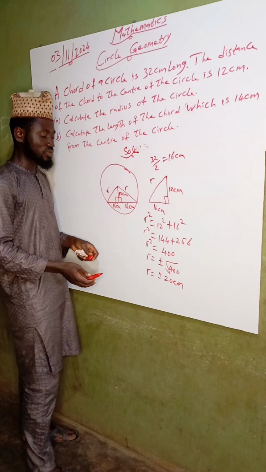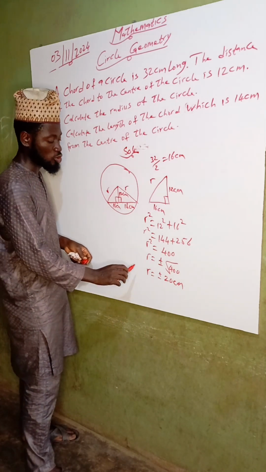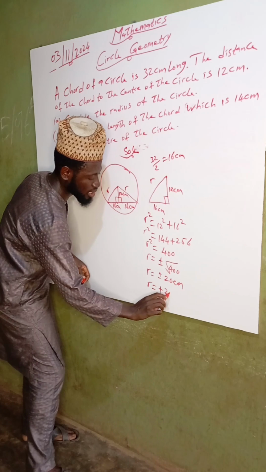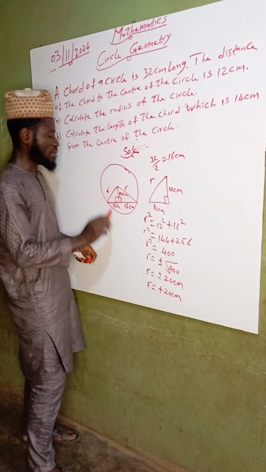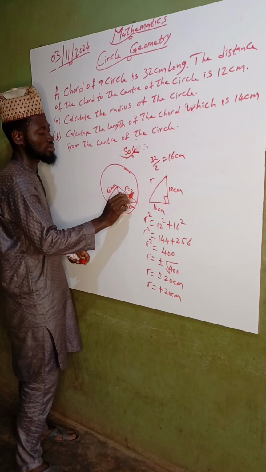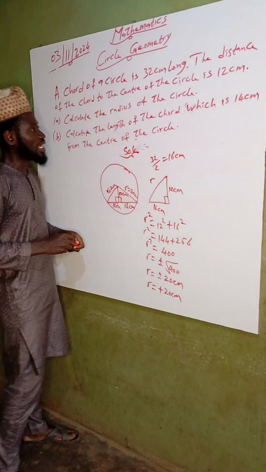Since we are measuring, we can't use negative, we can only use positive. That is why our r will now be plus 20 centimeters. Meaning that the radius of this circle is 20 centimeters. That's the first solution.